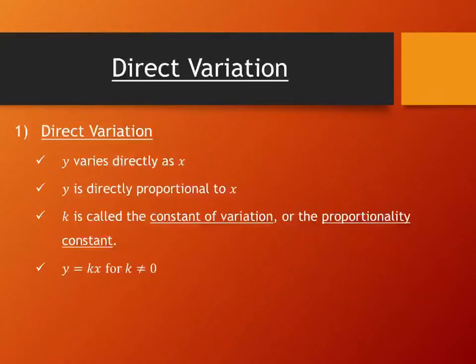There is a K that's going to become involved. K is called the constant of variation, or sometimes called the proportionality constant. And what happens when we have direct variation is we end up with equations that look like this. So the y and the x, if x goes up, y goes up, but maybe not by the same amount. This K tells us how they're actually related specifically.